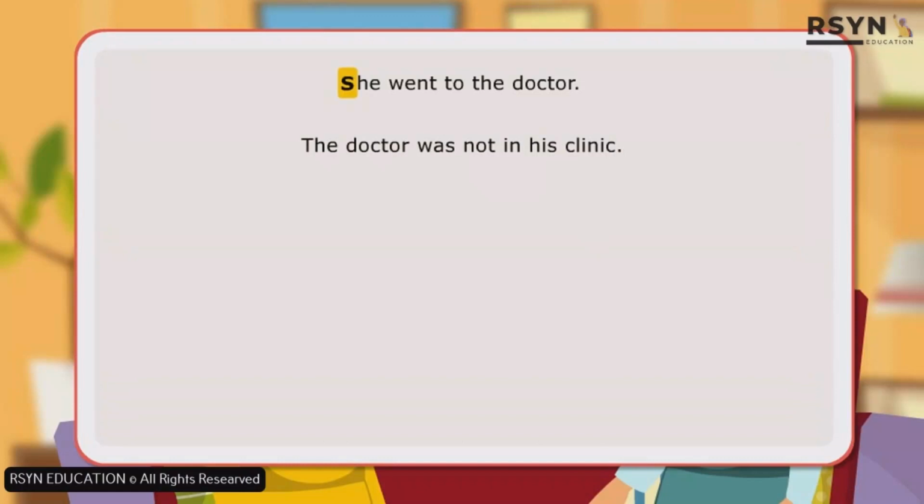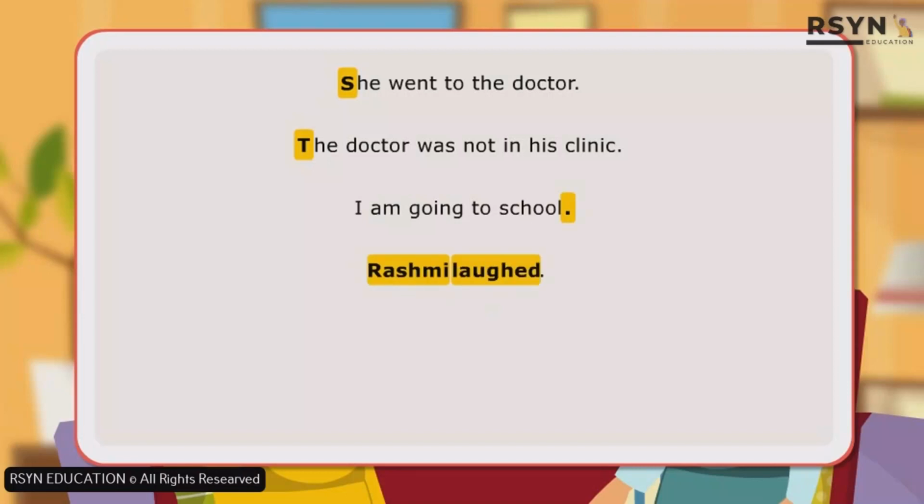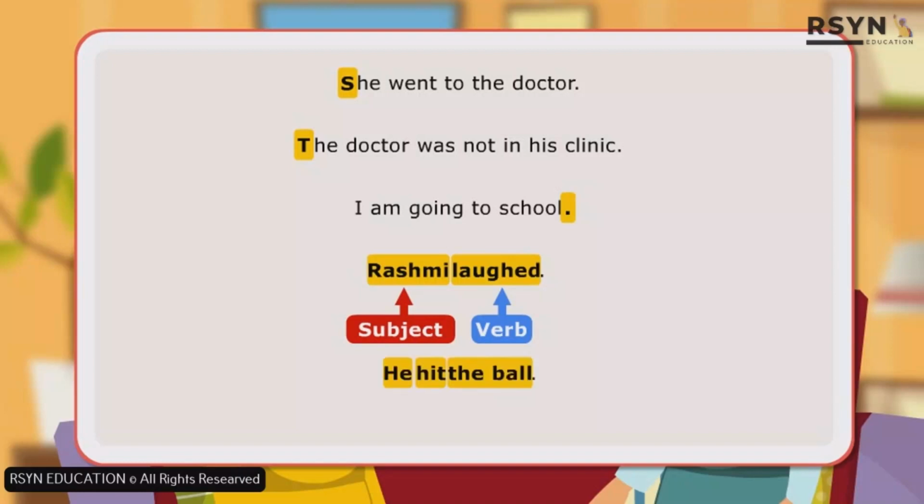She went to the doctor. The doctor was not in his clinic. There is always a punctuation mark at the end of a sentence. I'm going to school. A sentence has at least a subject and a verb. Rashmi laughed. Subject: Rashmi. Verb: laughed. Subject plus verb plus object is the basic word order in a sentence. He hit the ball. He, subject. Hit, verb. Object, the ball.